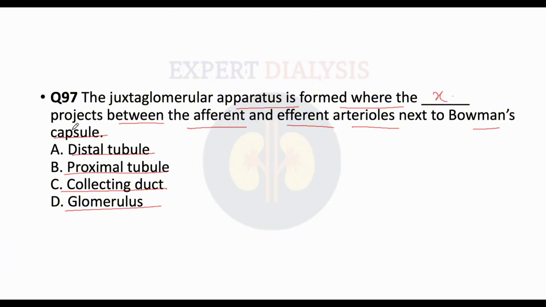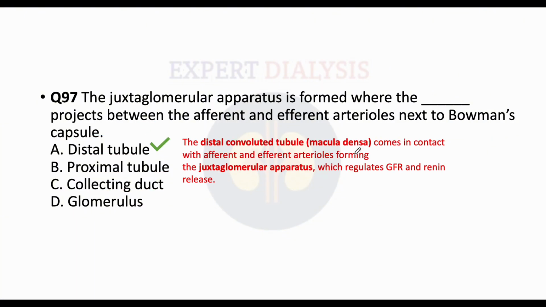So we know distal tubules are present. Juxtaglomerular apparatus is formed where the distal tubule projects between afferent and efferent arterioles. That's how we form macula densa. So the distal convoluted tubules or macula densa come in contact with afferent and efferent arterioles, forming the juxtaglomerular apparatus, which regulates GFR and renin release.